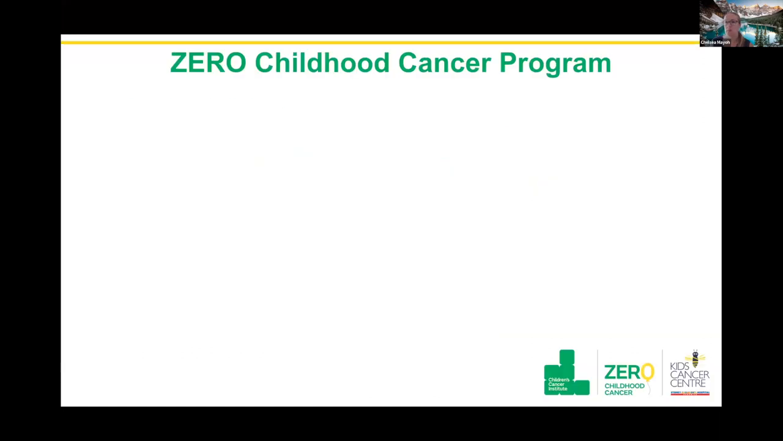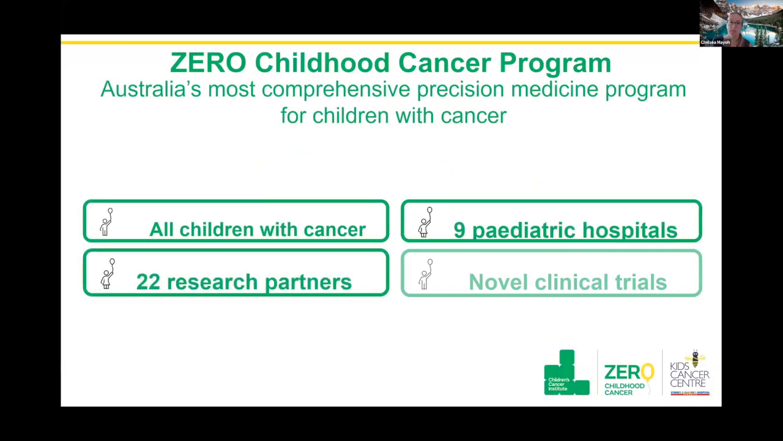The Zero Childhood Cancer Program is Australia's most comprehensive precision medicine program for children with cancer. We have recently opened up to every single child in Australia, regardless of disease stage, so we're looking at about 1,000 children per year. We are open across all 9 pediatric hospitals all across the country, and we partner with 22 different research partners. We run it as a clinical trial, but we're also able to open up novel clinical trials for novel drugs to help treat the children based on their molecular aberrations that are found.